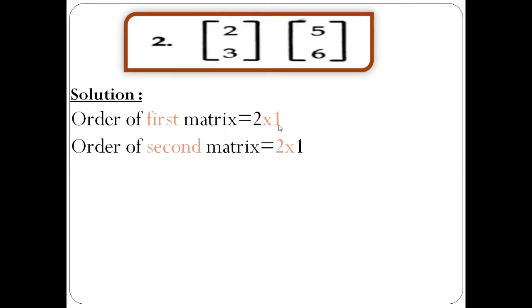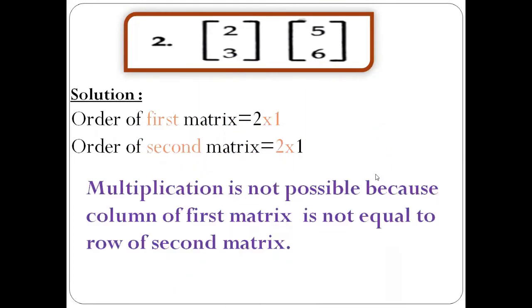Now the column of the first matrix is 1 and the row of the second matrix is 2. See, these two numbers are not equal, so according to the possibility condition, multiplication is not possible, because the column of the first matrix is not equal to the row of the second matrix. So we can't do multiplication in this question. Take a screenshot of this question also.